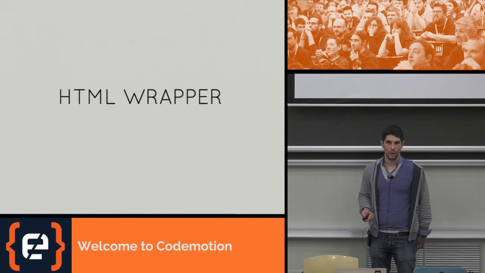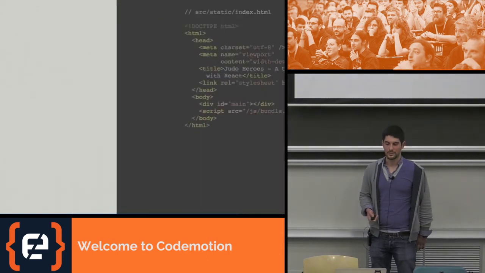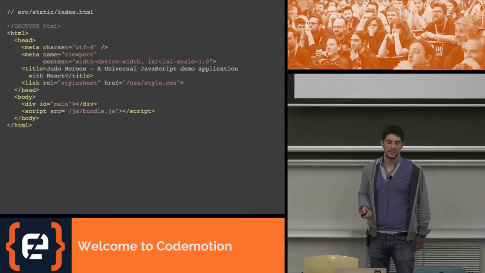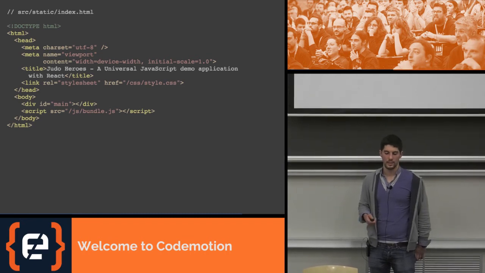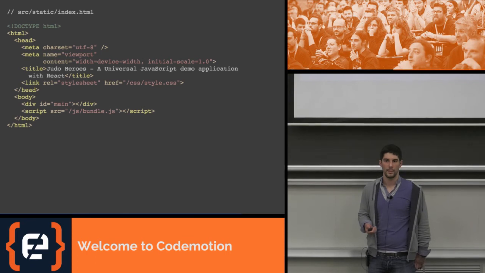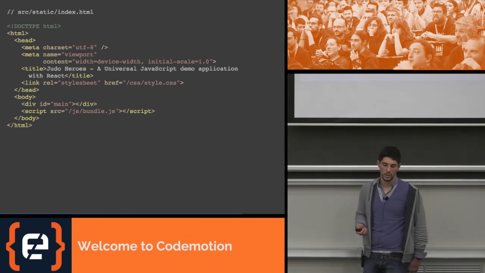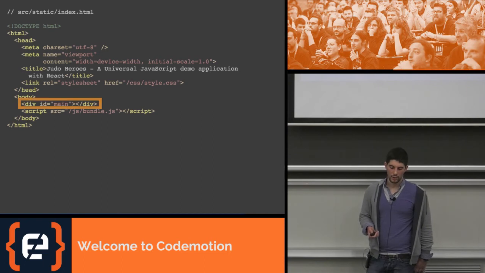So we also need an HTML page, of course. And this HTML page is going to look very basic, because we are going to have just a head section that contains some metadata that we want to provide mostly for search engine optimization. And then in the body, we have this main div, and all our React application is going to live inside this main div.